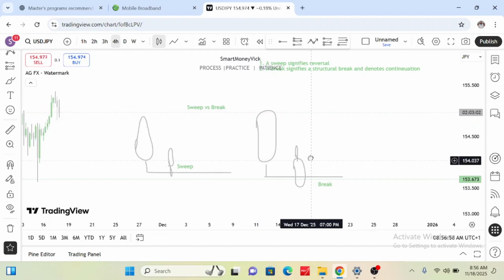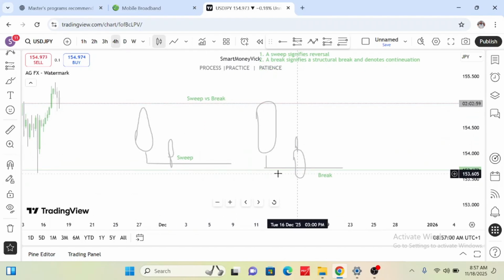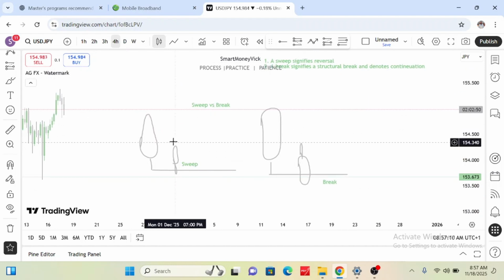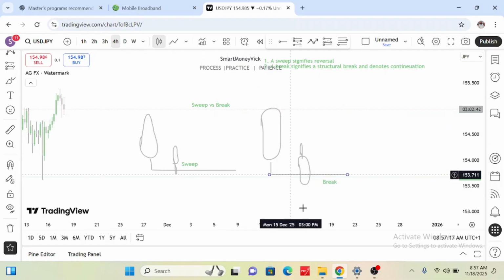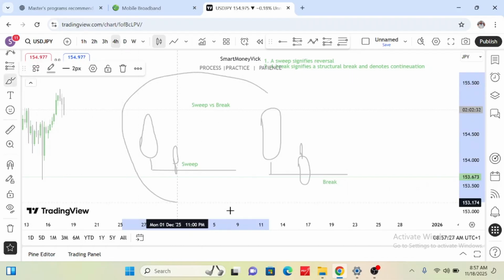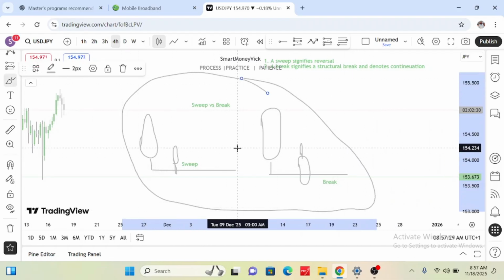But for a break of structure, you have a body close below the low of the previous candle. Now here I've been able to say that a sweep signifies what? A reversal, meaning that anytime you have a rejection like this around this liquidity level, it means what? Price is about to reverse. But a close of a candle body below the low of this candle represents what? A continuation. So as simple as this statement is, this is going to be the bedrock of the concept we are going to be studying today. Now let us continue.